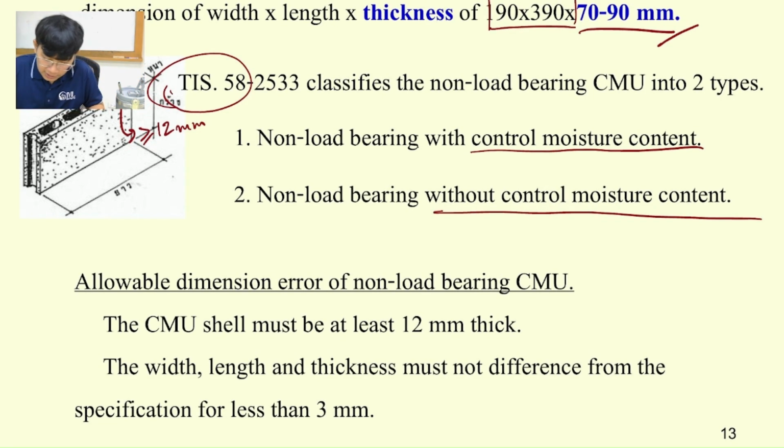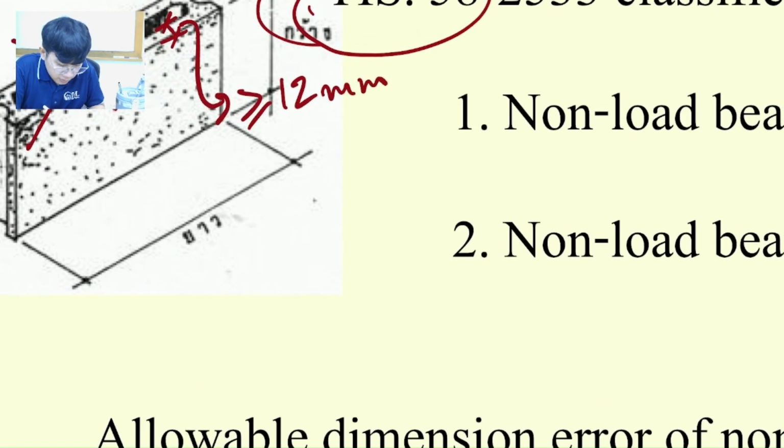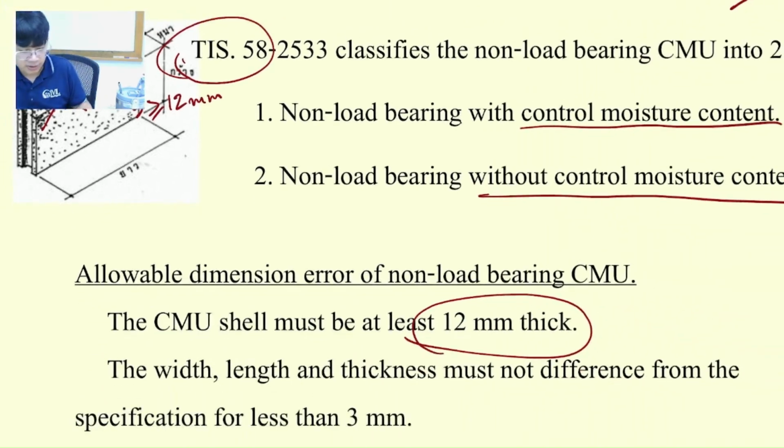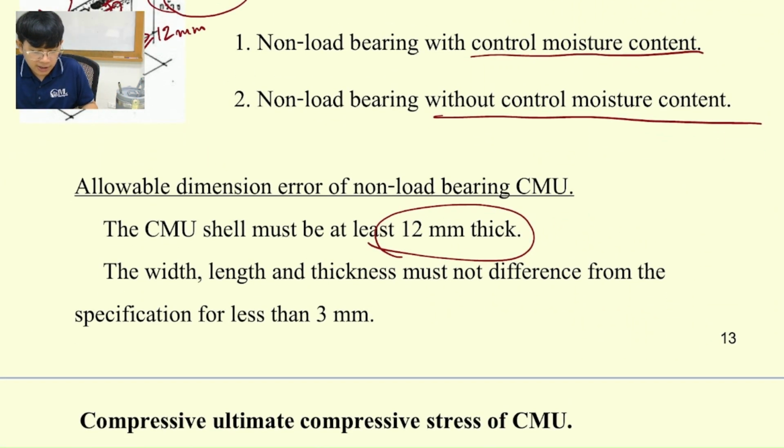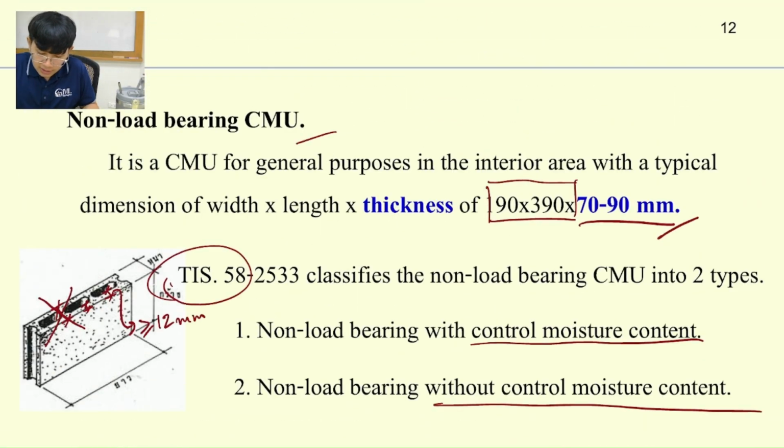Okay, this 12 millimeters thickness is not this one, right? It's not this one. It's going to be the shell over here, the side of here. And the other dimension can be plus or minus 3 millimeters only. For example, like this shape, if you measure equal to 9, 3 plus 9, 8, 7, so it's still acceptable for this.